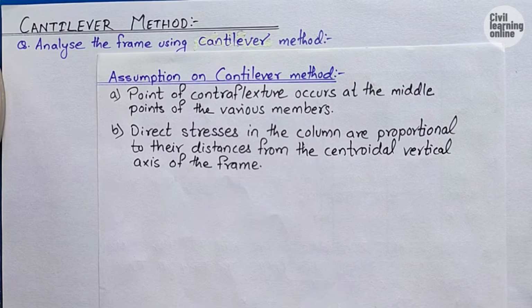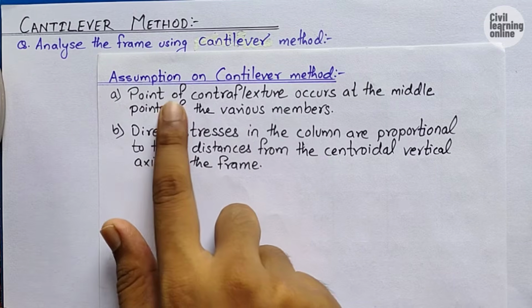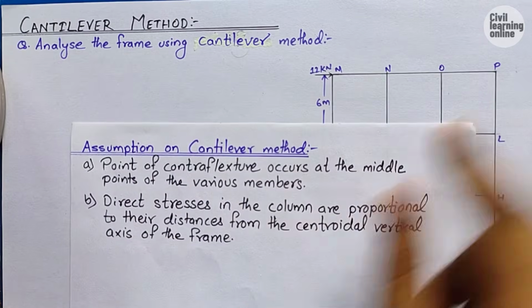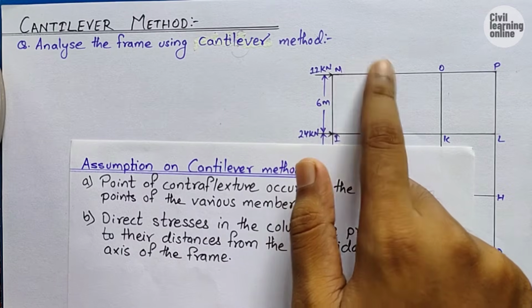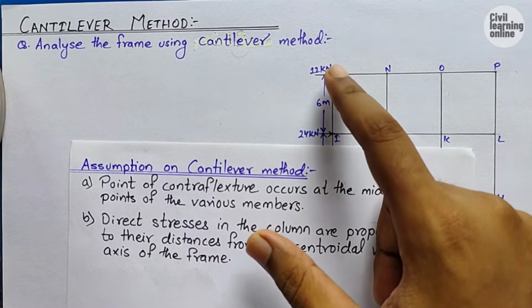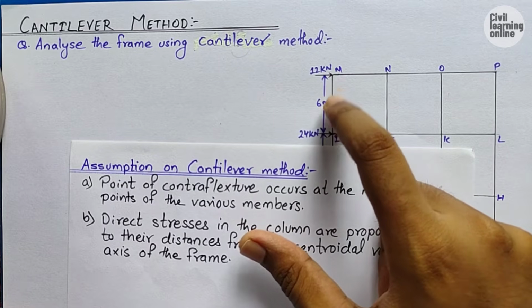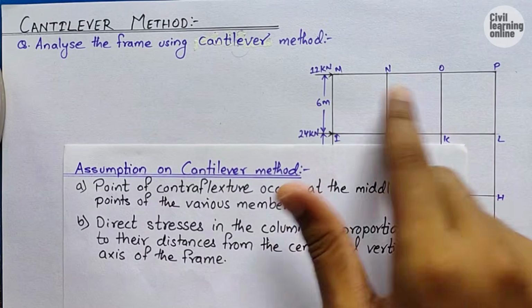portal frame method. So moving toward the first assumption, it says that the point of contraflexure occurs at the middle point of the various members. Means the point of contraflexure of this beam MN is at the midpoint of MN. Similarly, point of contraflexure for MI is at the midpoint of MI. And similarly, it varies for each and every beam and column of the frame.